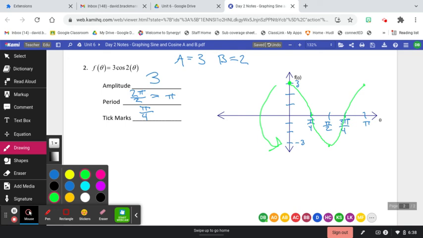Hopefully that makes some sense, and you guys are going to do some practice problems, okay? I probably forgot to change the directions on the homework too, so just do one period on the homework as well.